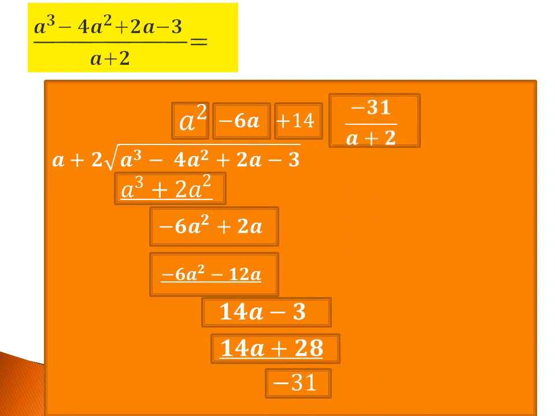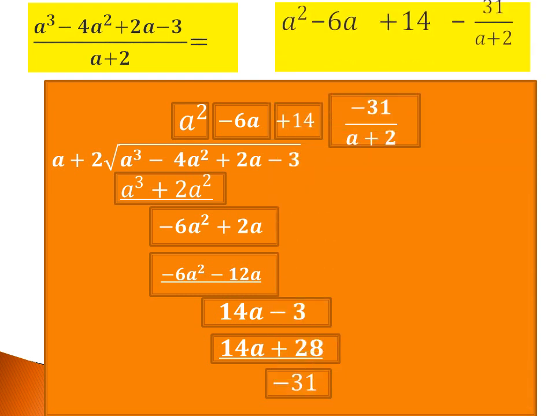This time, negative 31 divided by a plus 2, that will be the remainder. So, the quotient of that given is equal to a squared minus 6a plus 14 minus 31 divided by a plus 2.